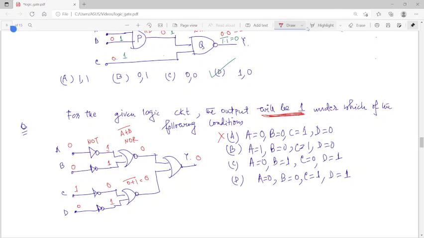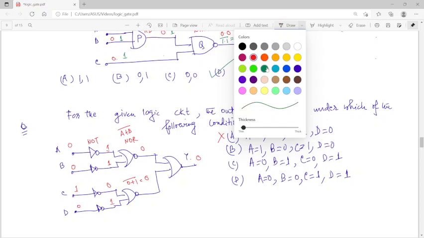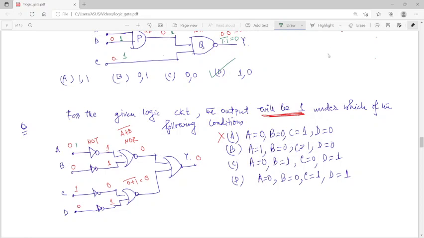So for the second option, A is 1, B is 0, C is 1, D is 0.